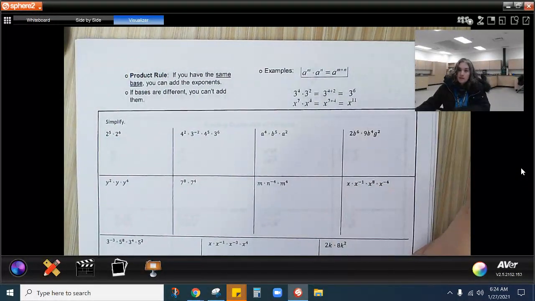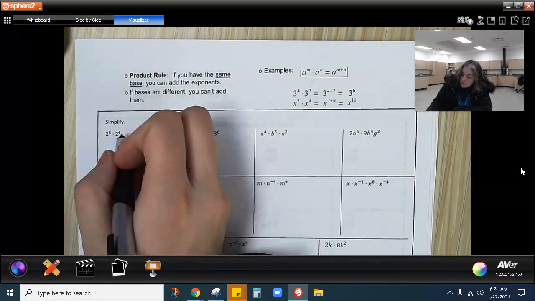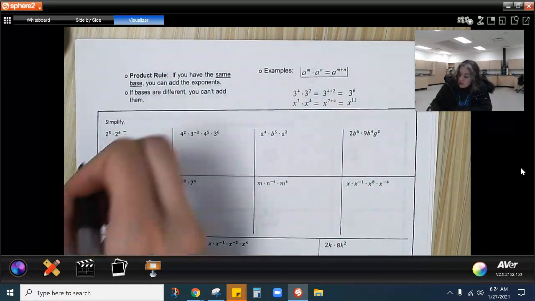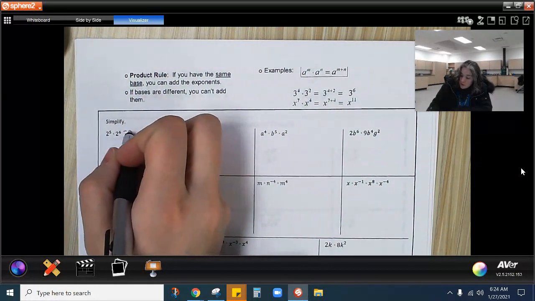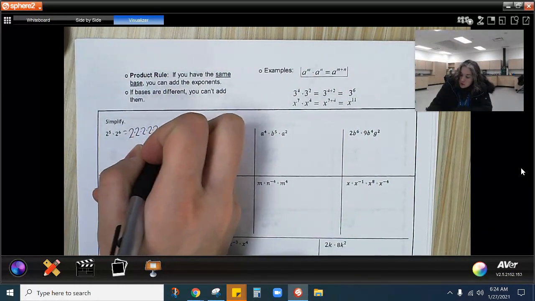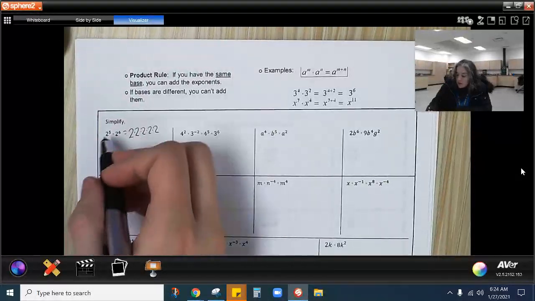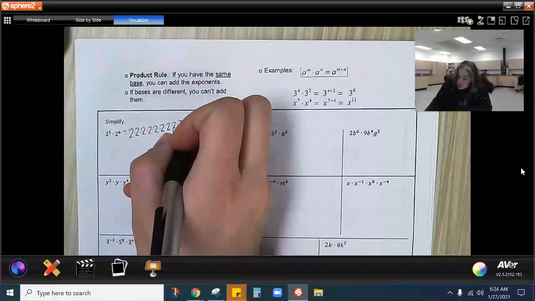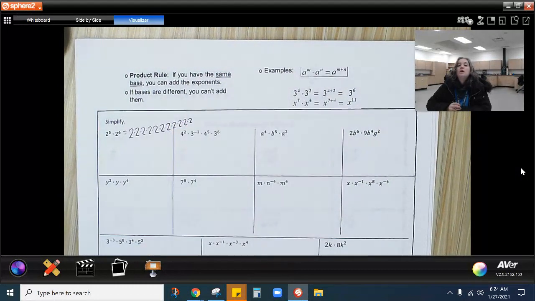So that'd be 3 to the 6th. And you might look at me and go, well, how do you know you can do that? And I'm going to show you with this first one here. I'm going to write out what these really, really mean, okay? So 2 to the 5th and 2 to the 6th, that would be 2 times 2 times 2 times 2 times 2, right? There's 2 to the 5th. And now for 2 to the 6th, times 2 times 2 times 2 times 2 times 2 times 2.